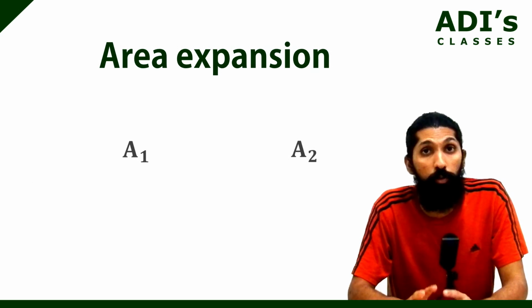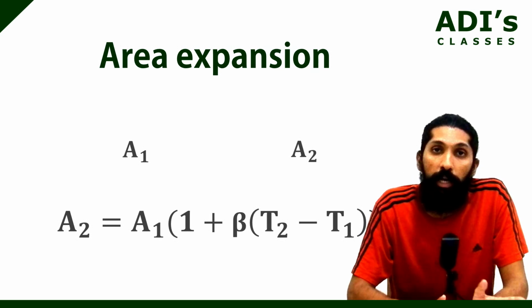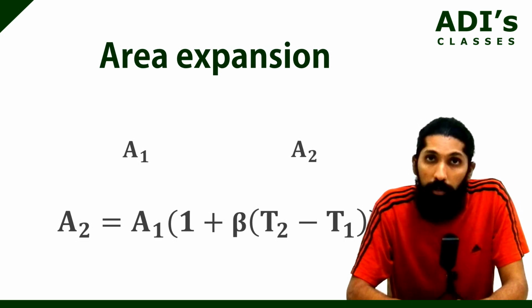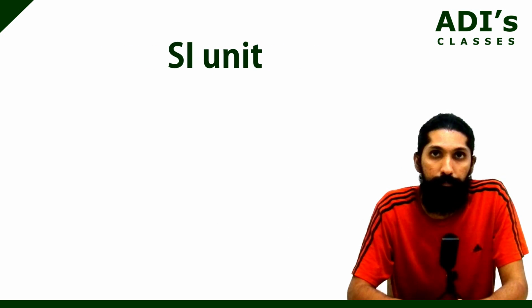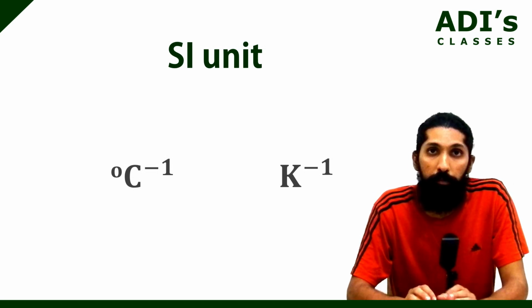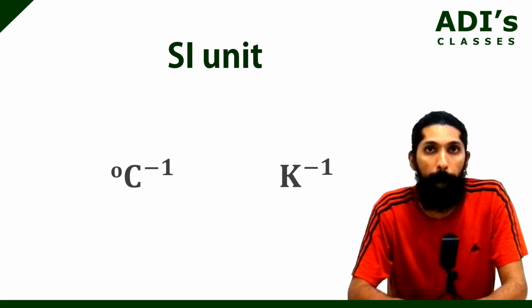Suppose you have two areas at two different temperatures, then you have A2 is equal to A1 into 1 plus beta into T2 minus T1. Here also the unit is going to be per degree Celsius or per Kelvin. It's pretty much the same.